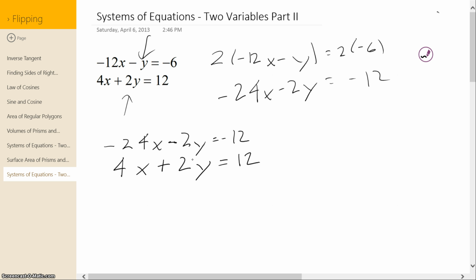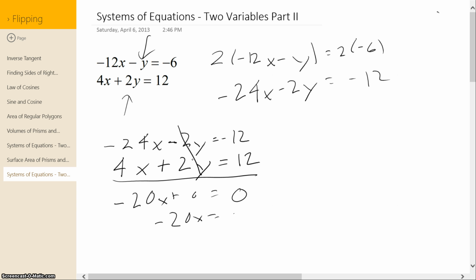Okay, yeah, all right. So check this out. I've got negative 20x, and I combine them together: negative 20x, these guys cancel, plus 0 equals negative 12 plus 12, that's 0. So I get negative 20x equals 0, therefore x equals 0.